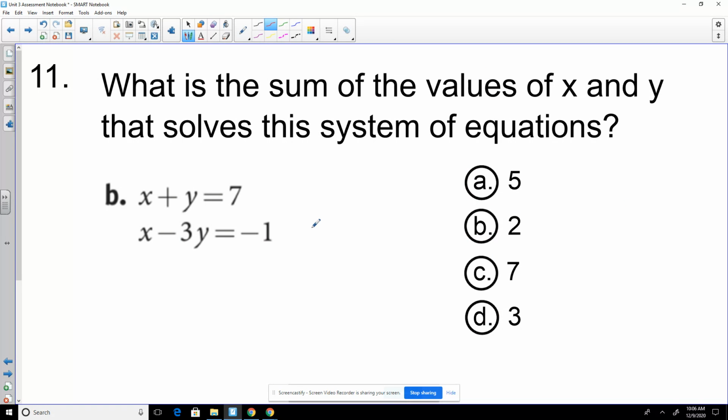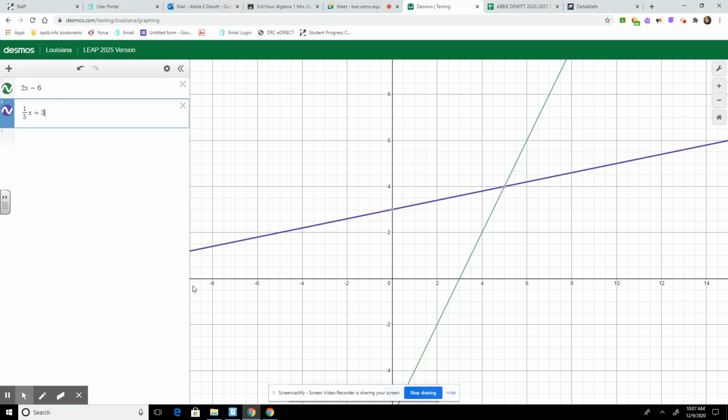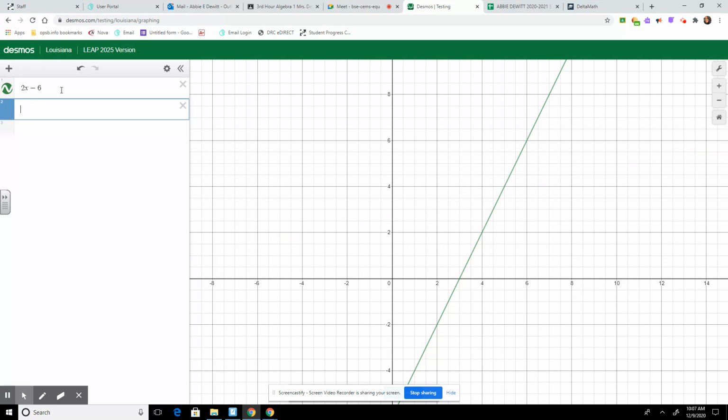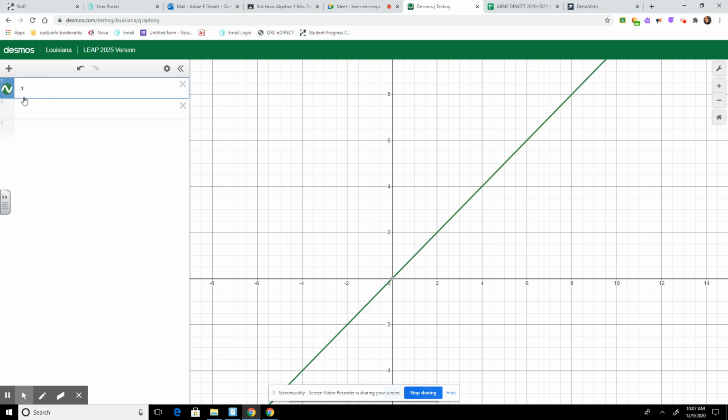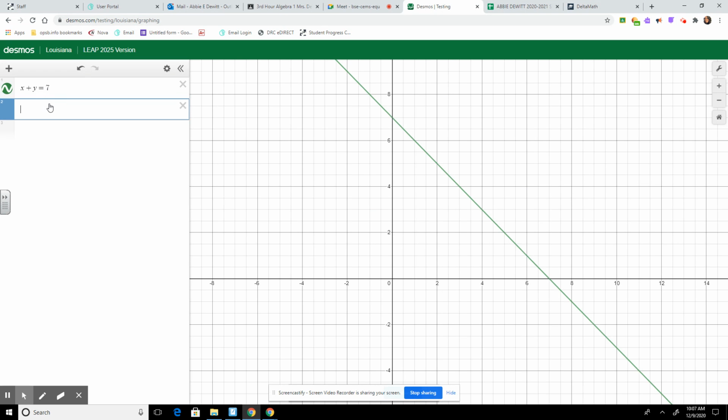All right, number 11. What is the sum of the values of x and y that solves the system of equations? So I'm going to take the system of equations and I'm going to graph it in Desmos. X plus y equals 7. And I'm going to graph the second equation, which is x minus 3y equals negative 1. And I get that the solution is 5, 2.